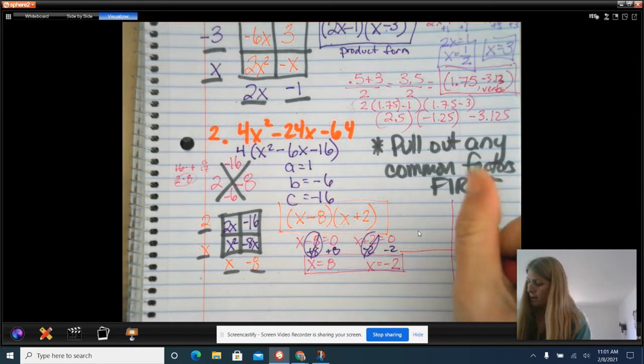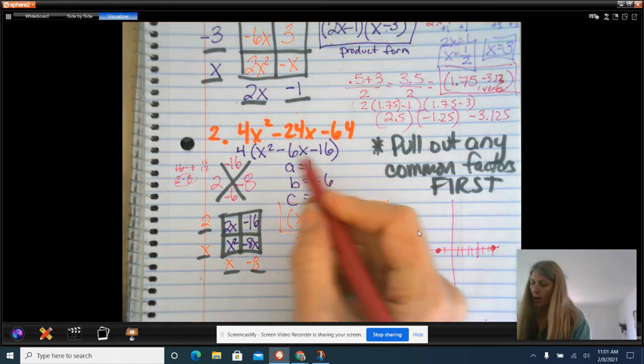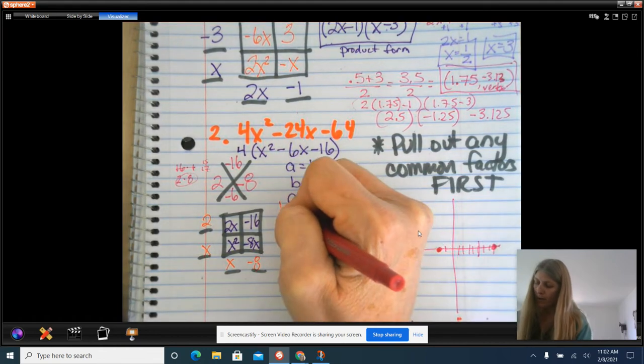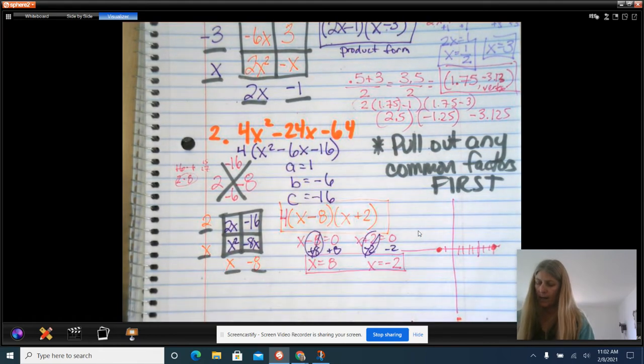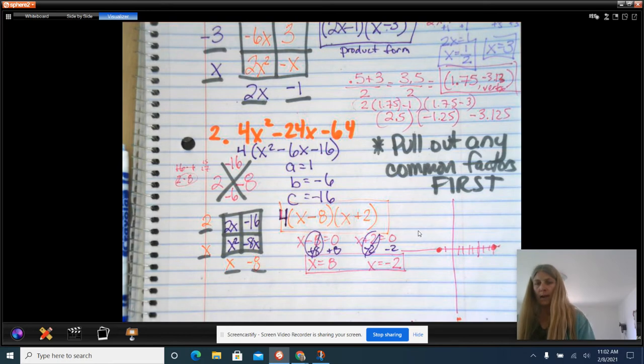So there's our 8, there's our negative 2. We could also plot our y-intercept of negative 16 there if we want. Okay, now we can't forget that we do have a 4 on the outside here. So make sure, when we put this on Desmos, we need to make sure we have that 4 on the outside. Otherwise, we're going to have different numbers.